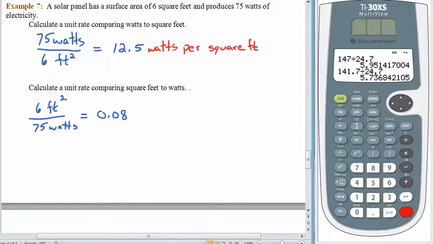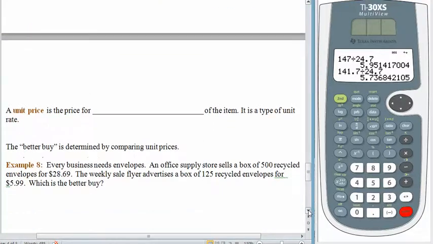The question is, what are the units? 0.08, hopefully you wrote down square feet, because that's what was in the numerator, per watt. So if you only wanted to produce 1 watt of electricity, you would just need 0.08 square feet of solar panel. And that's pretty much how it works. One more thing to do, and then we'll call it good for today, and you can all get started on your homework.